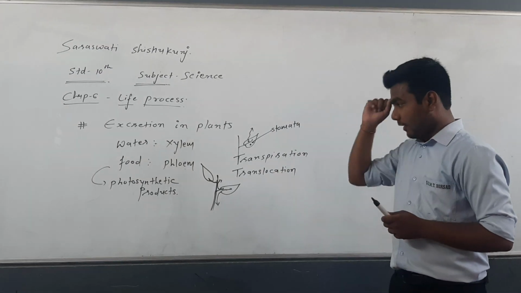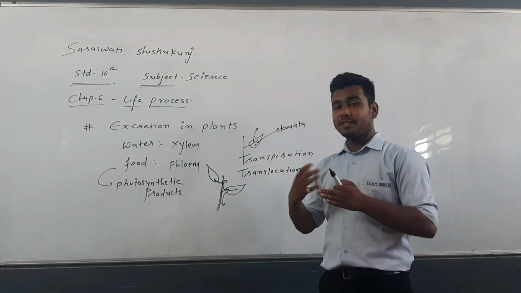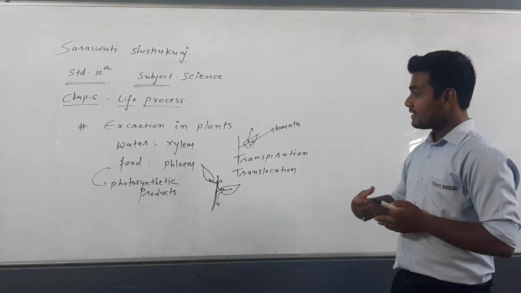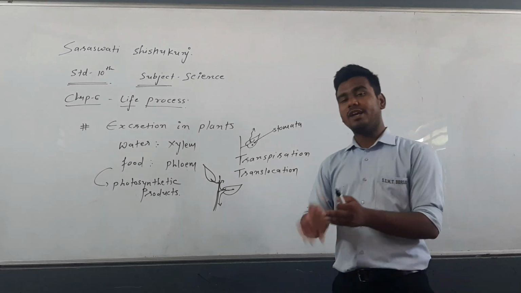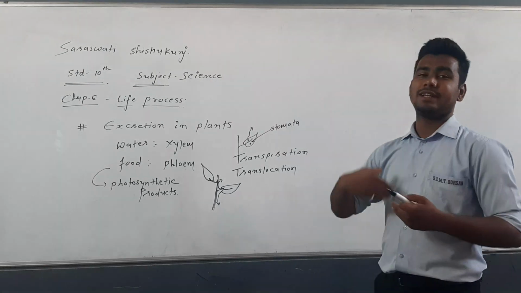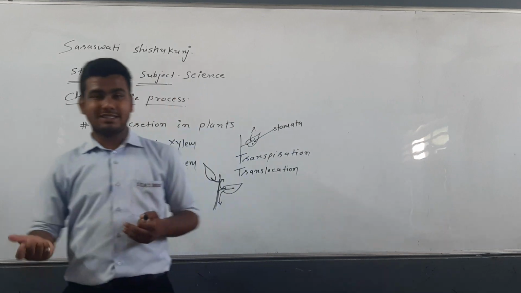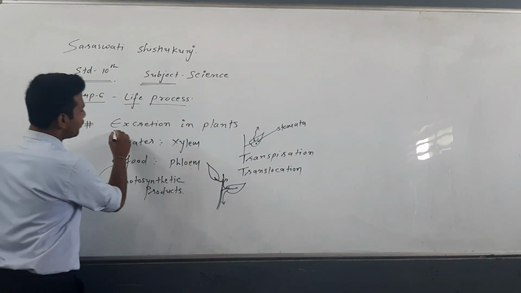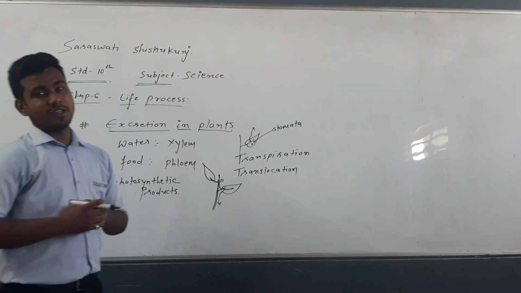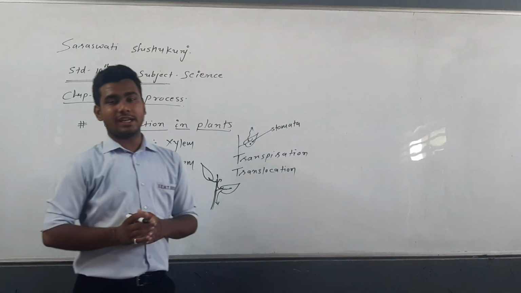Now, as all these physical, physiological, biological and biochemical processes are done in the plant, they also create some waste. Removing the waste created in plants from the plant is called excretion in plants.